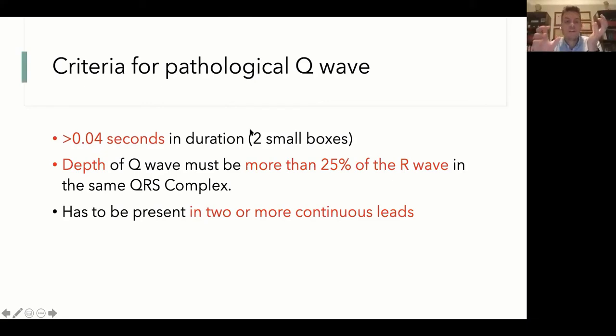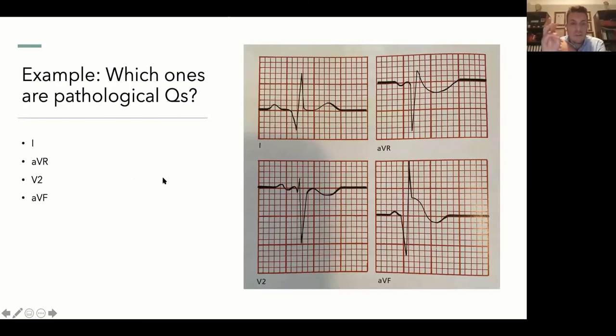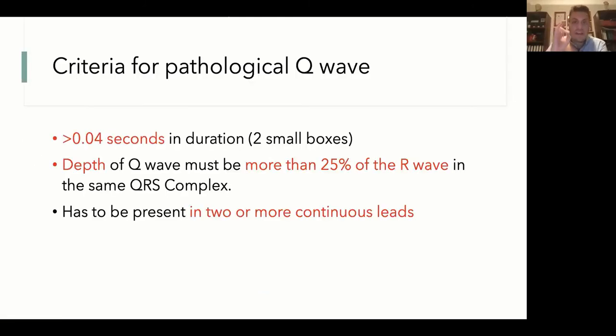What are the criteria? It needs to be wider than 2 tiny boxes, so more than 0.04 seconds. And the depth of the Q wave has to be more than 25% of the R wave that belongs to the same QRS complex. Okay. And it has to be present in 2 or more continuous leads. So with this in mind, more than 0.04 seconds, it has to be at least 25% of the R wave of the same QRS, and it has to be in 2 leads.